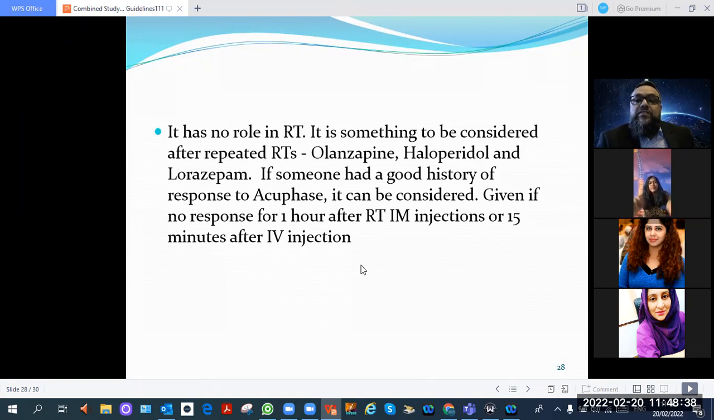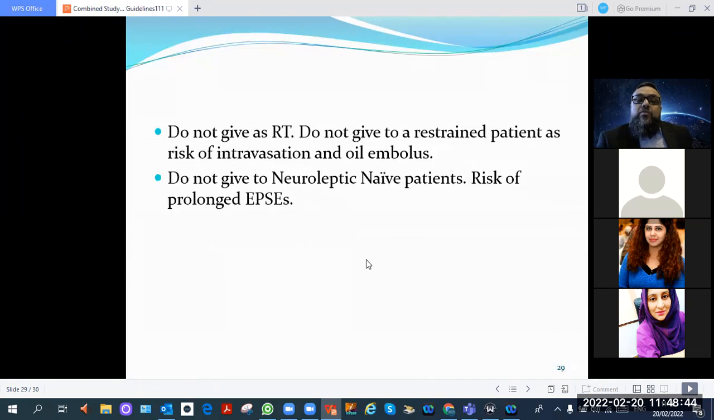Otherwise, not, especially if the patient has taken it before. So do not give it as rapid tranquilization. Do not give it to a restrained patient as risk of intravasation and oil embolism can happen. So you can cause thromboembolism. So the patient should be relatively settled, but they will require another rapid tranquilization in some time. So then you can use it, but the patient should not be that much restrained in order to give the Acuphase.